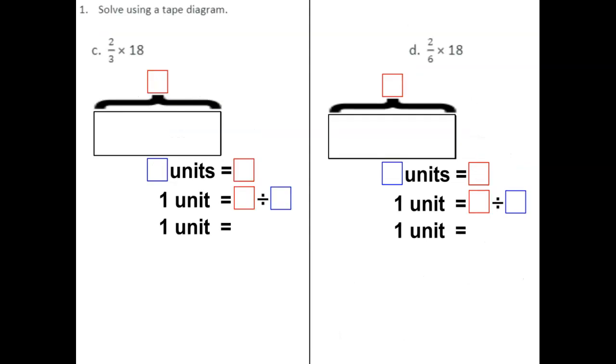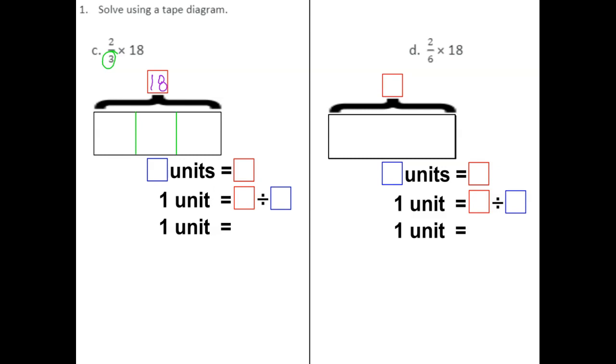All right, moving on. I'm going to pick up the pace here a little bit. 2/3. Units are thirds, and I'm multiplying them by 18. So 2/3 of 18, or 2/3 times 18. I know 18 is going to be my whole. How many units am I going to have here? Go ahead and push pause if you need to. Hopefully you said 3.